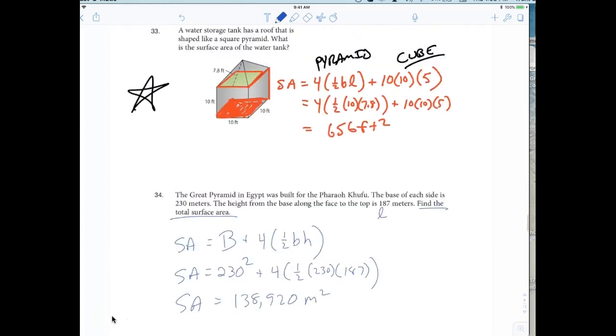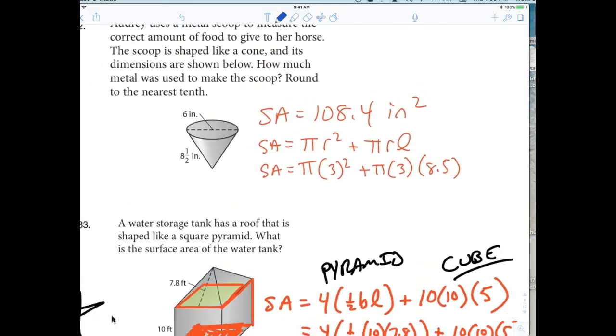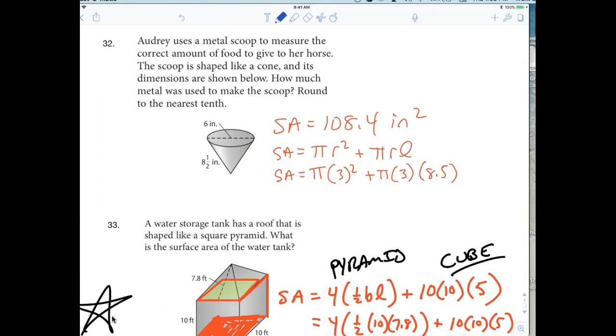All right, let's scroll to 32. Now, did anybody do 32? Yes. All right, I did it, so here we go. Look up. The formula for a cone surface area is equal to pi r squared plus pi rl. All right, and now double check that. Make sure you got 108.4 square inches.